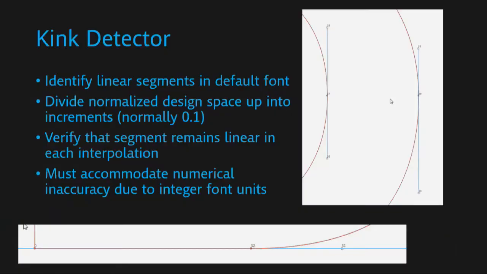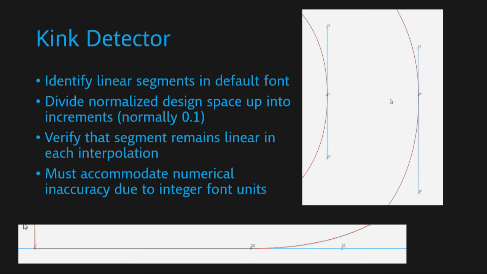So we've come up with a kink detector. This is part of automating our QA process, and so we start out for any line section that is linear. The control points are linear in the default font. We want them to stay linear as we go through the interpolation process. So we identify those linear sections in the default font, and then we divide up the interpolation space into increments of a tenth, arbitrarily, and then we look at whether or not they stay linear throughout that space. And this is actually a fairly good way of checking the entire variable design space to see that we haven't introduced any kinks.